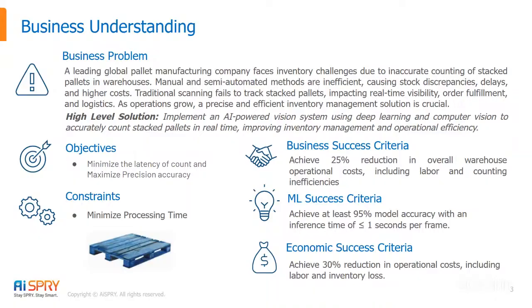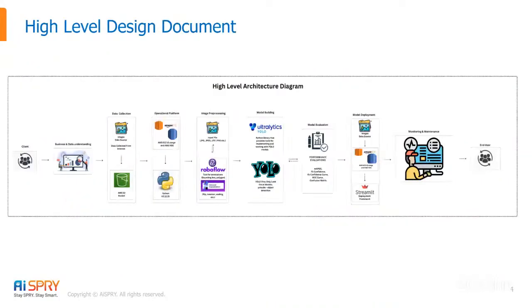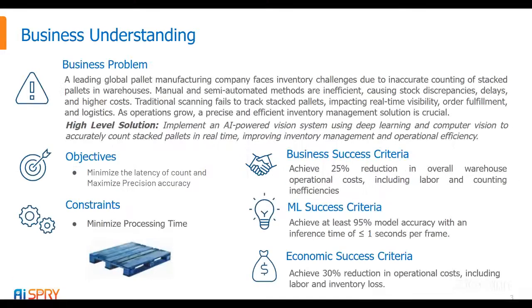The machine learning success criteria is to achieve at least 90% model accuracy with an inference time of less than or equal to 1 second per frame. And the economic success criteria is to achieve at least a 30% reduction in operational cost, including labor and inventory loss. Okay. So next, we have implemented a high-level solution: an AI-powered vision system using deep learning and computer vision to accurately count the stacked pallets in real time, improving inventory management and operational efficiency.